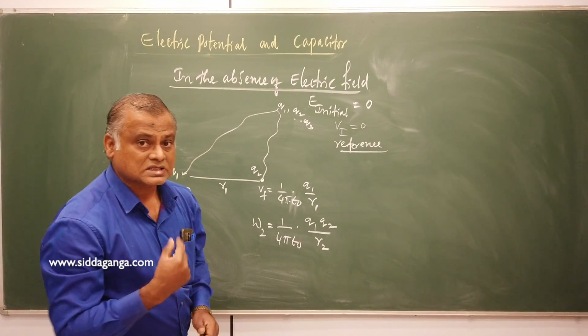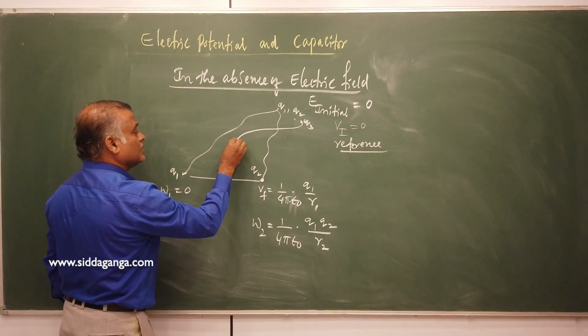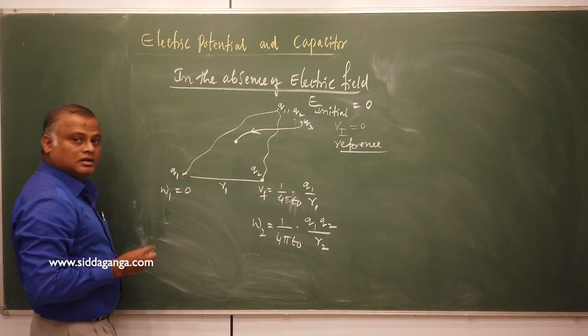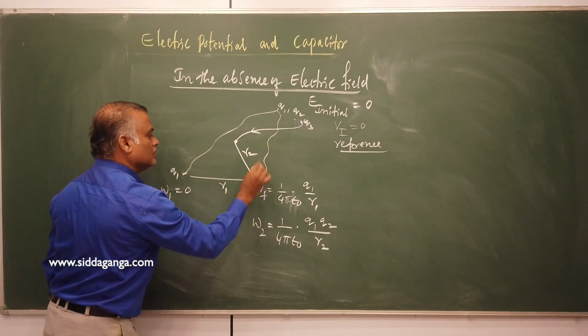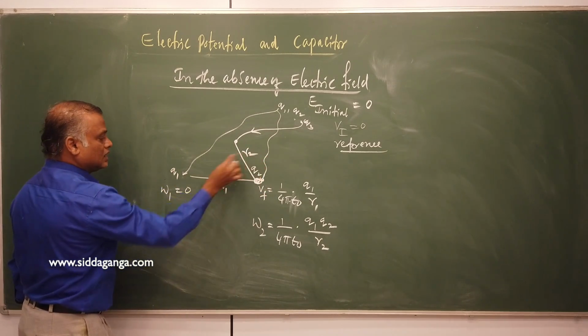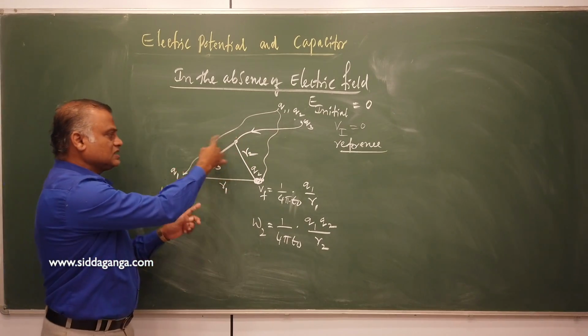Now the extra thing is, I have to carry the third charge from infinity to here. Let us choose this point as R2, R1, R2, and from here to here, let us say it is R3. Have you got this idea now?